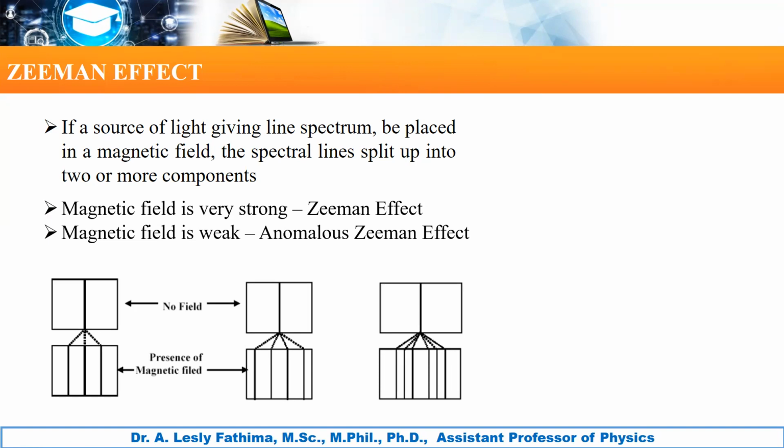Once again, I repeat, if the magnetic field is very strong, then each spectral line splits into two components in the longitudinal view and into three in the transverse view. This is called the normal Zeeman effect. When the magnetic field is relatively weak, then each line splits into more than three components. This is known as the anomalous Zeeman effect.